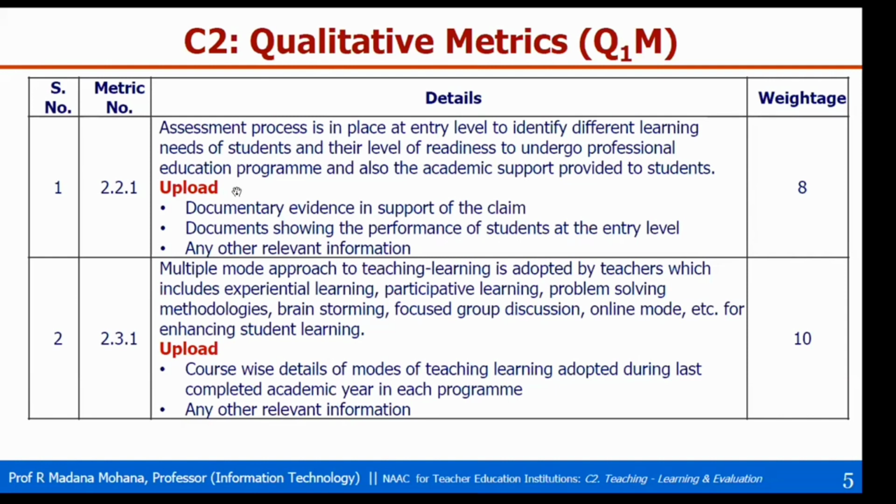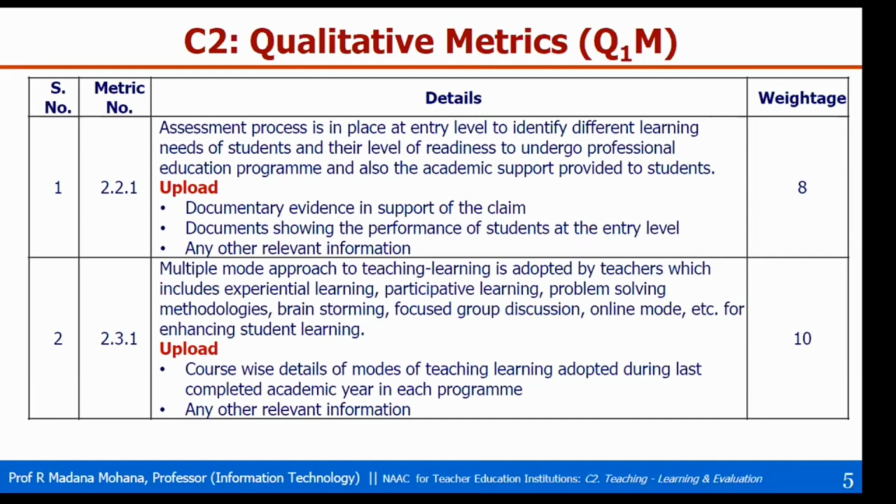Another important point in the entire NAAC process: whenever you are preparing any document, that document should be attested by the head of the institution. If it is college level, the principal. If it is department level, the HOD. Along with the HOD or principal's signature, the seal is mandatory. And you can't use scanned copies of any signatures or seals. Everything you need to print out, then you have to stamp it, then you can scan the document, then you can convert it into a soft copy.